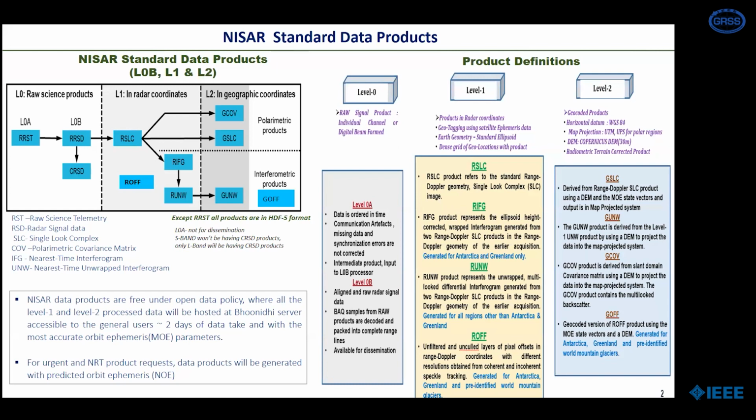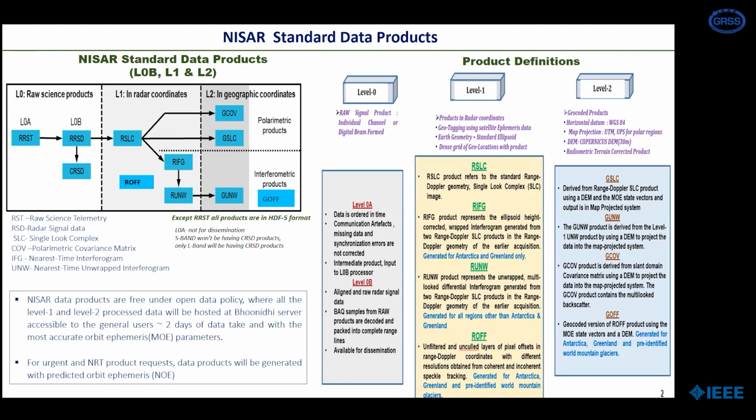So as I said, the unwrapped product, which we are giving in the radar coordinates, we are also giving in the geographic coordinates. And GOFF products are the offset products between the master and the slave, showing the differences between them when you are doing the registering. That is one product we are giving, which can be used for Antarctica and Greenland regions. And as I said, all these products follow an open data policy, so all the products are free.